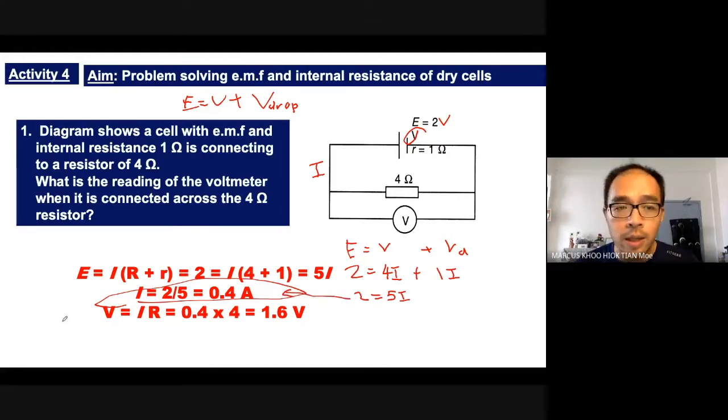This one, memang no choice lah. You have to figure out what is the value of V. Okay, because the question is what is the reading of the voltmeter, which is the big V. Okay, I usually like to teach the way I taught in the video yesterday lah. Take it out separately and then chuck it together at the end.